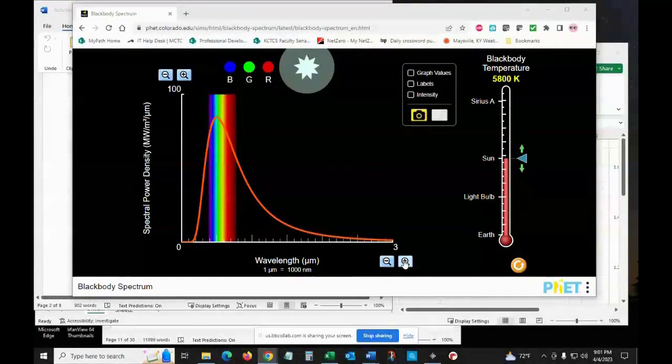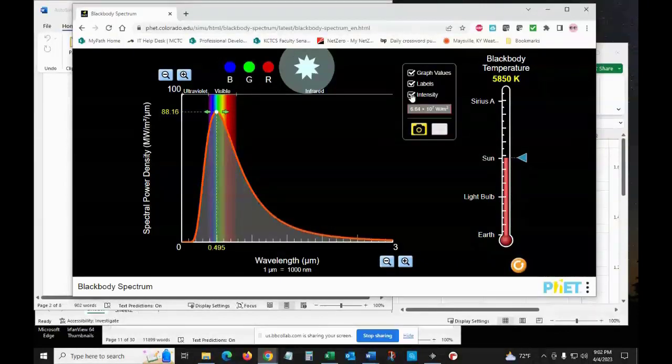When you enter the simulation, you will want to check the three boxes: graph values, labels, and intensity. This should give you access to all the values that you want to put in your data table. You should see the value of the wavelength of the peak in micrometers, and the intensity appears under the check boxes in watts per meter squared.